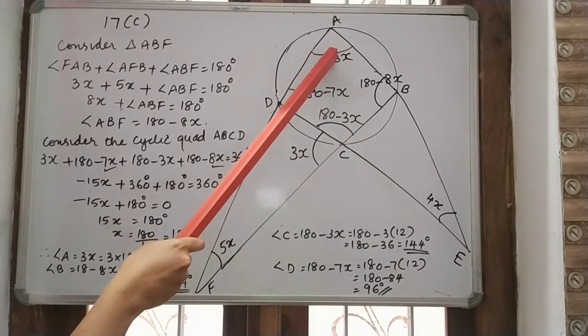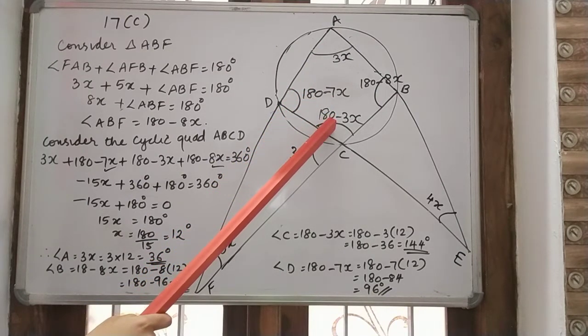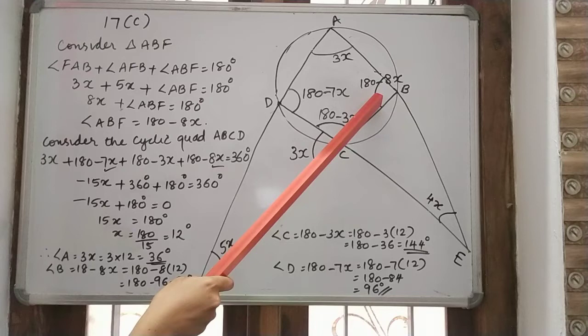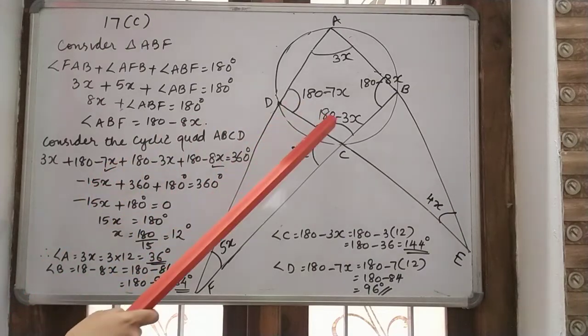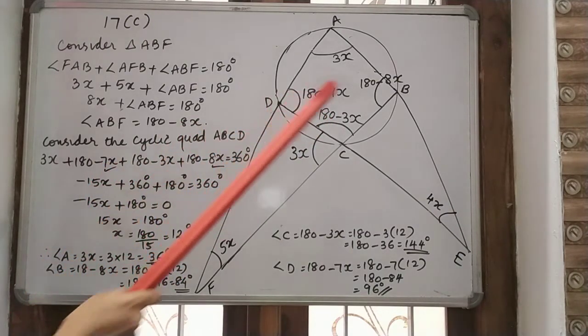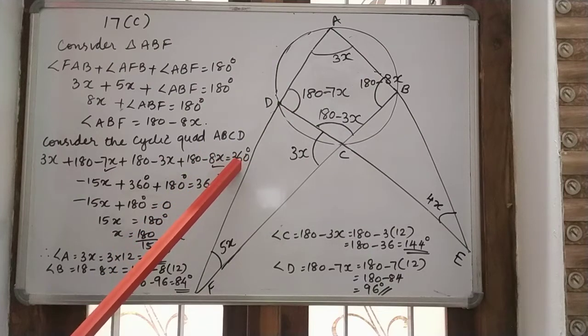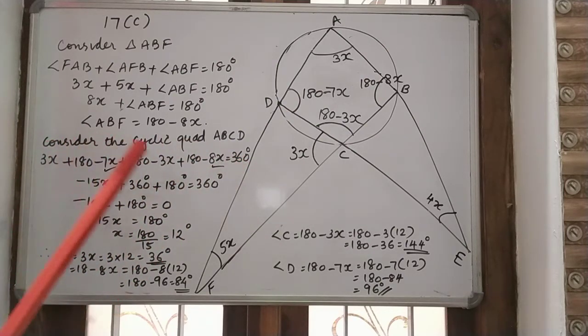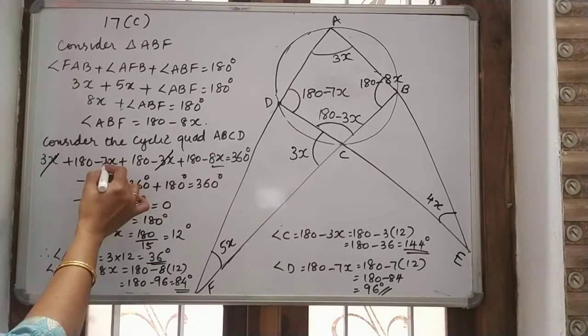That is 3x plus 180 minus 7x plus 180 minus 3x plus 180 minus 8x is equal to 360 degrees. So 3x and minus 3x we can cancel here. So 8x and 7x.